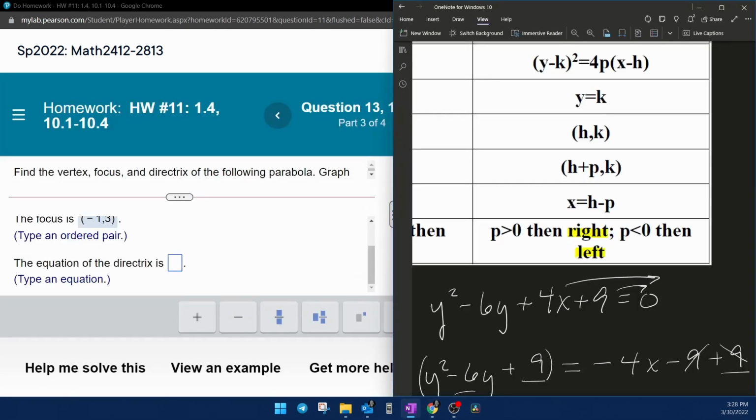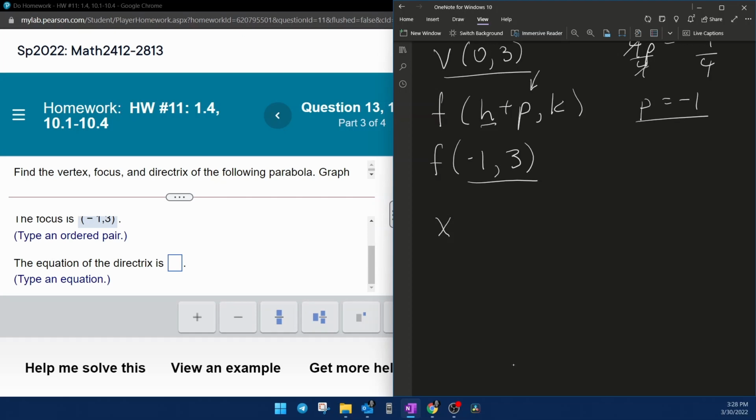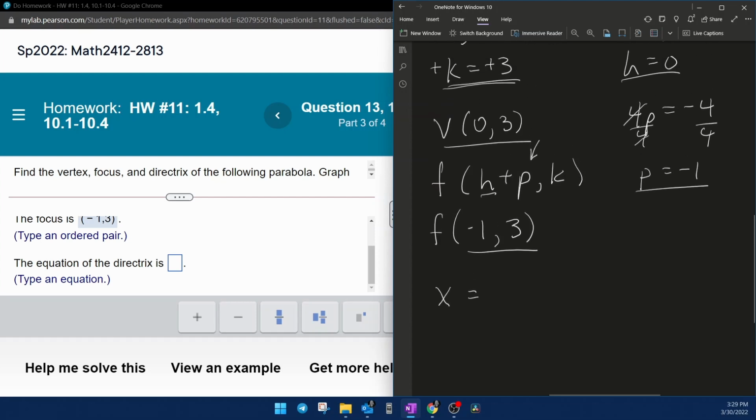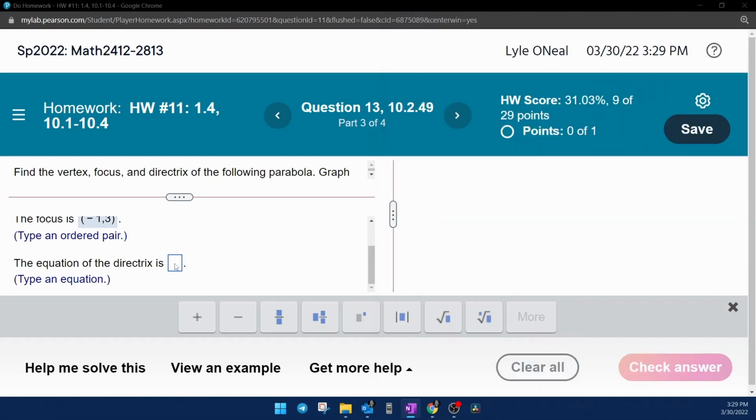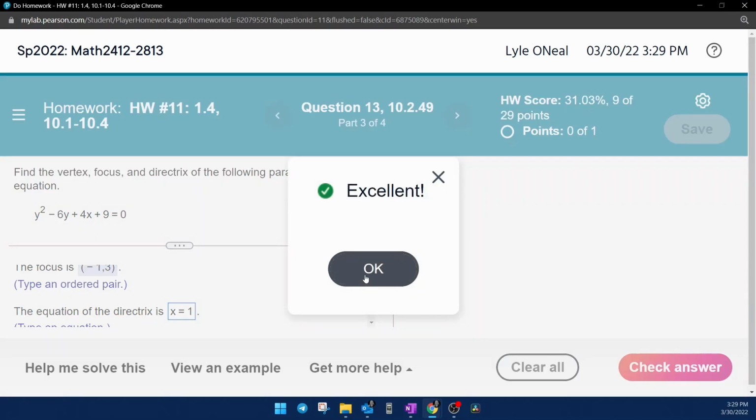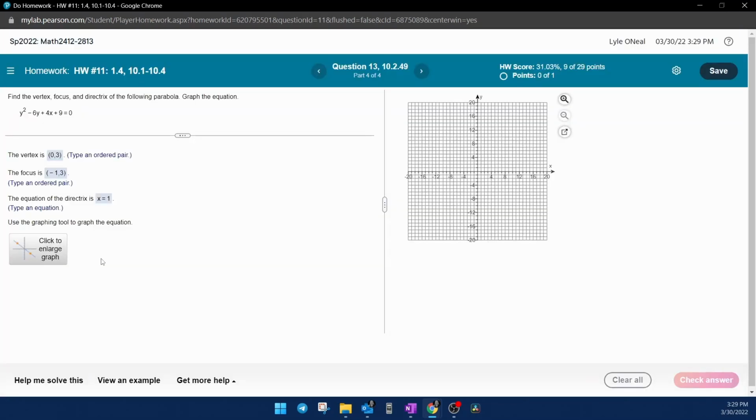And the last thing we need to find here before we graph is the directrix. Notice from our formulas, the directrix is the equation x equals h minus p. So writing the equation of the directrix, x equals h minus p, h was 0 minus negative 1. That's going to give us x is 1 for our directrix. Inputting the equation. And the very last thing we're going to need to do is graph.